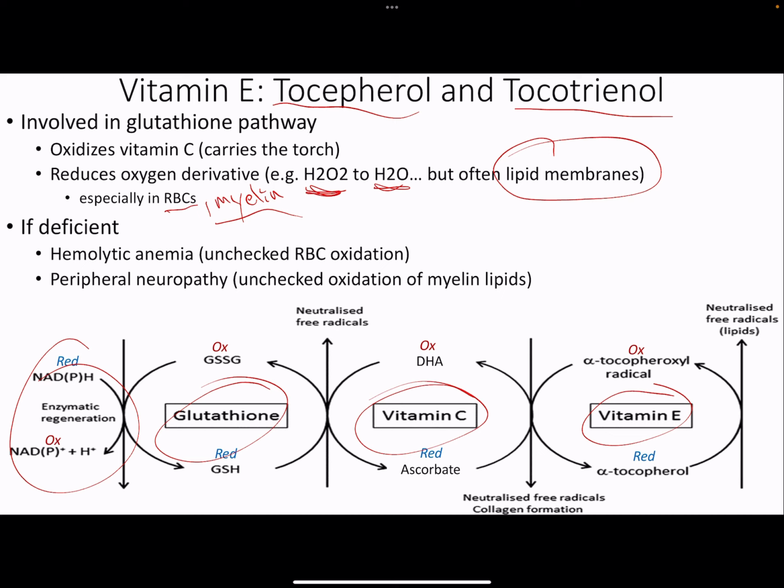So if you're deficient, this explains the symptoms. The red blood cells, which are particularly prone to oxidation because of all of that oxygen, can have hemolytic anemia. So the red blood cells will explode and die, and that's because there's oxidation of the membrane of red blood cells. And then peripheral neuropathy. So you're going to get tingling in the fingers and toes because the oxidation of the myelin lipids is not being reversed.